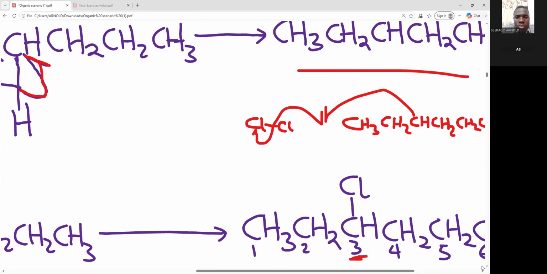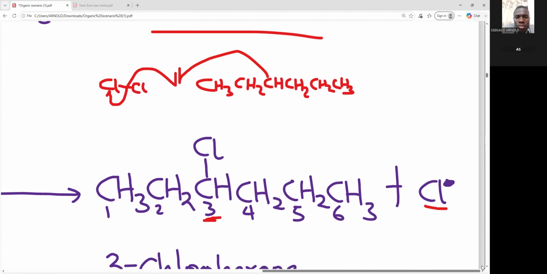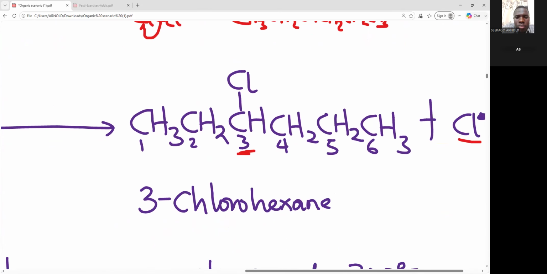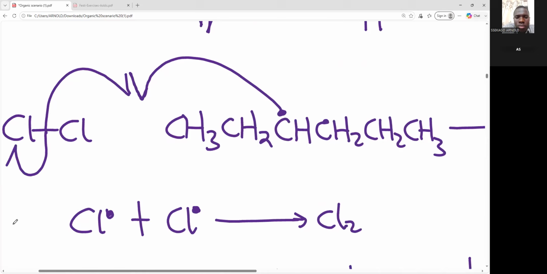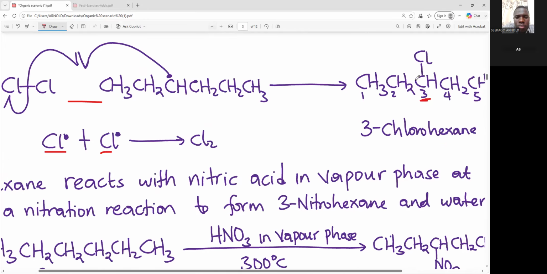Then this reaction also results in formation of a chlorine radical. Then the reaction is terminated by recombination of such radicals. So that radical that has been formed, from this step here, combines with this other one from the first step. So they combine to form chlorine so that the reaction is terminated. Now, that is the reaction with the halogens.